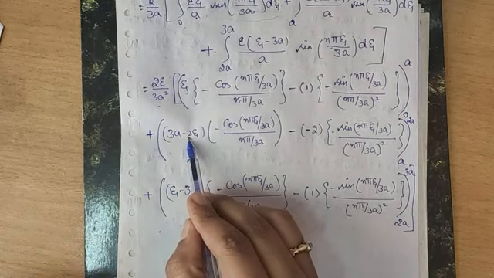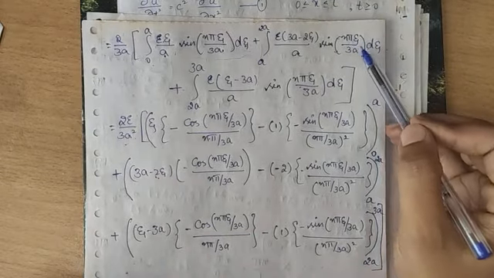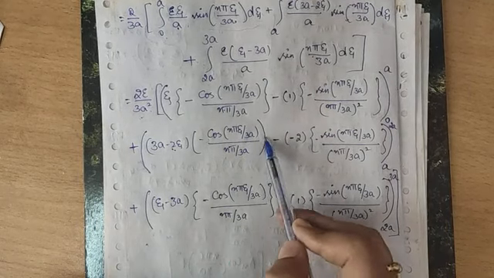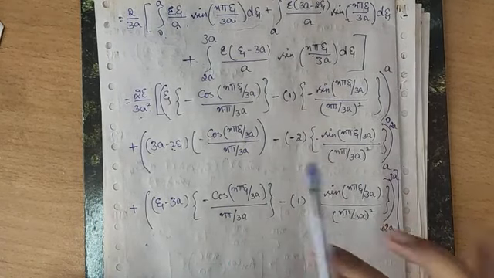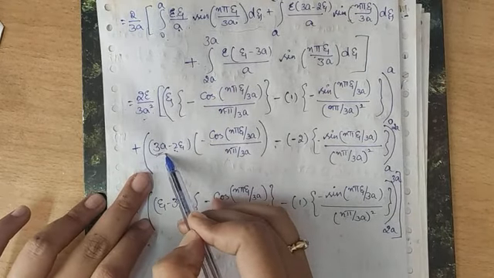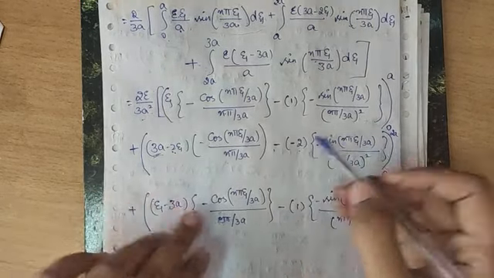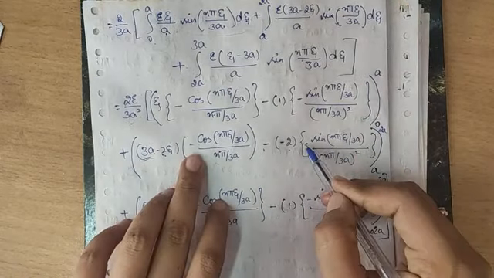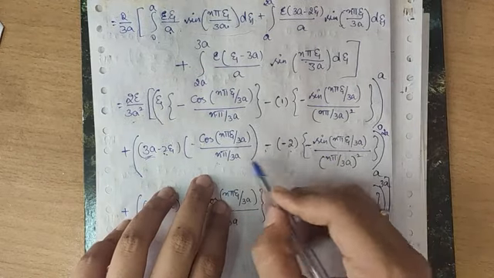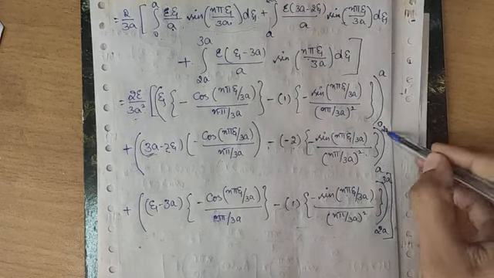This is the first term I have written as it is. So integration of sine n pi xi by 3a with respect to xi, you will get minus cos of n pi xi by 3a by n pi by 3a, minus differentiation of this term. This is constant. Differentiation of constant is 0. Differentiation of minus 2 xi is minus 2. Integration of this part, you will get minus as it is sine n pi xi by 3a by n pi by 3a, you will get in this term also. This will become square within the limits a to 2a. Similarly for the third term.